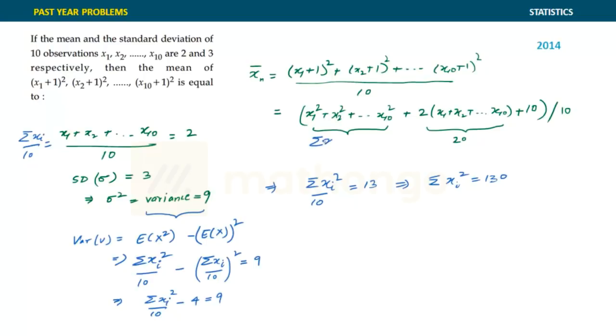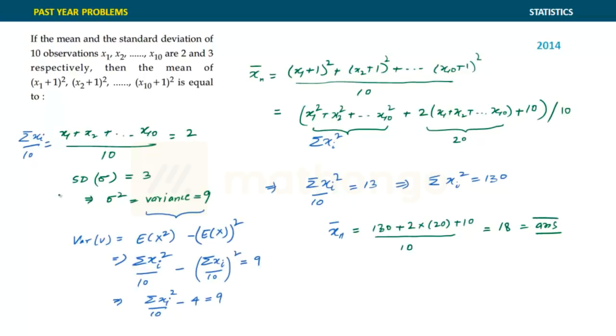So this is nothing but summation xi square. Just put the values to find the answer. So xn bar that we wanted to calculate is nothing but 130 plus 2 into 20 plus 10, whole divided by 10. Got it? If you solve, this comes out to be 18. This is the answer we were looking for.